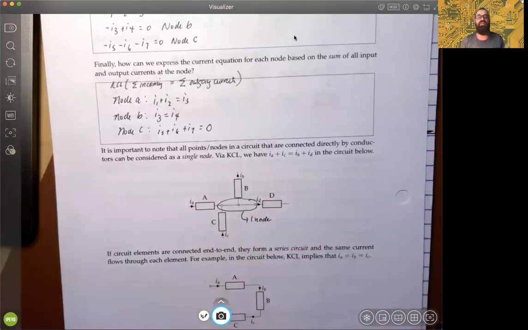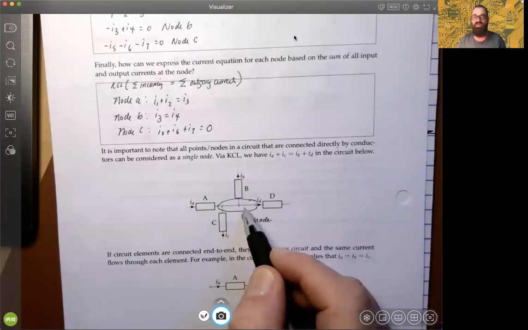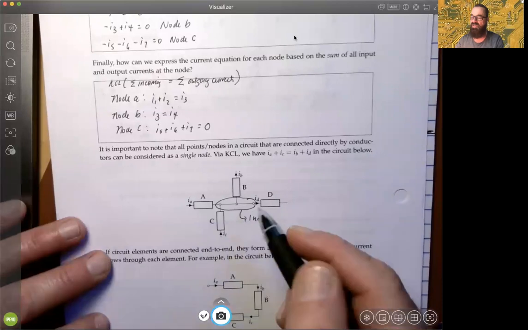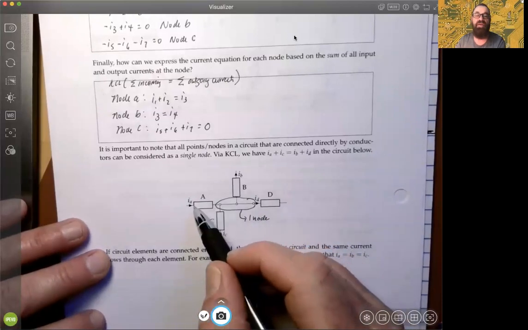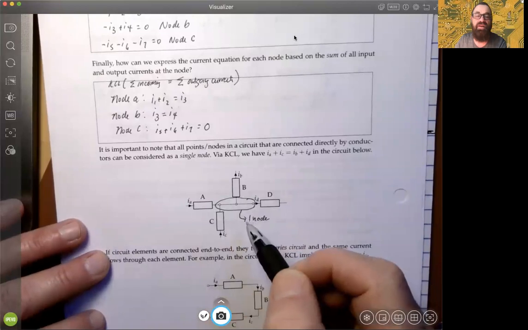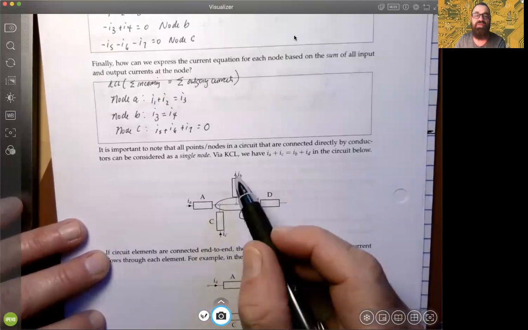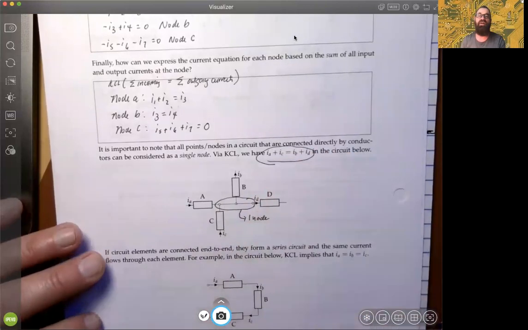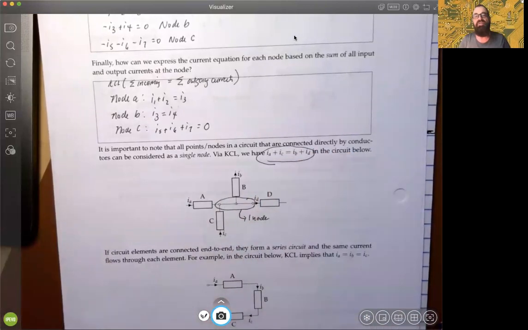Okay, that's how we think of this. All points or nodes directly connected by conductors is a single node. There's no circuit element in between them, okay? So in this case, if we use KCL, you have an incoming IA and you have IC incoming. You've got two incomings, two outgoings. So in fact, there's the appropriate equation we need: IA plus IC must equal IB plus ID, right?